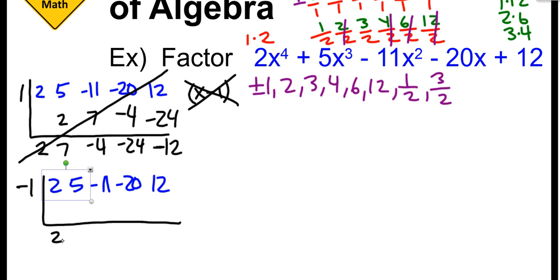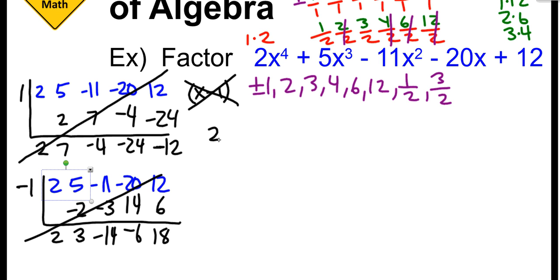So add straight down and multiply. When I say multiply diagonal, I'm multiplying by the number on the left. 2 times negative 1 is negative 2. Add down is 3 and multiply is negative 3. Add down negative 14 and multiply is 14. Add down negative 6, multiply is 6. Add down is 18. That one doesn't work. Okay, so let's try the next number in the list, positive 2.